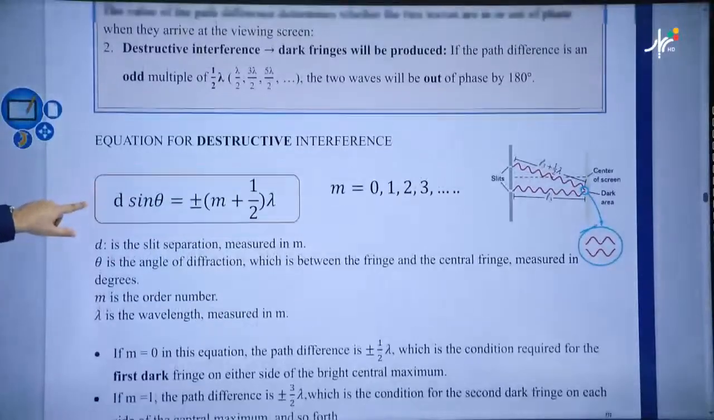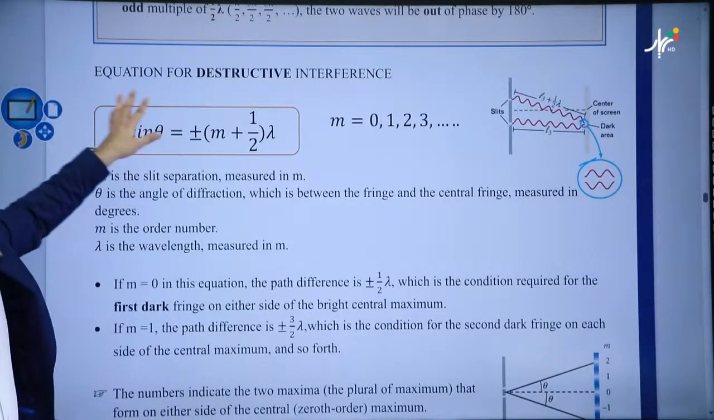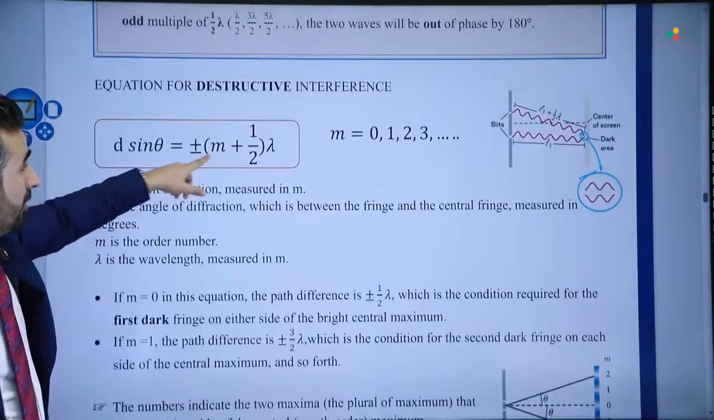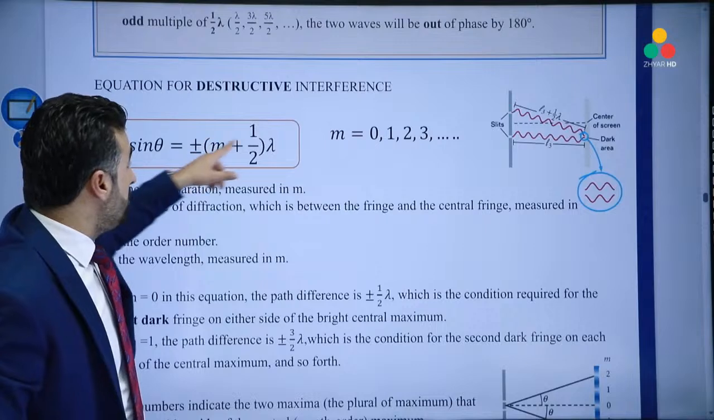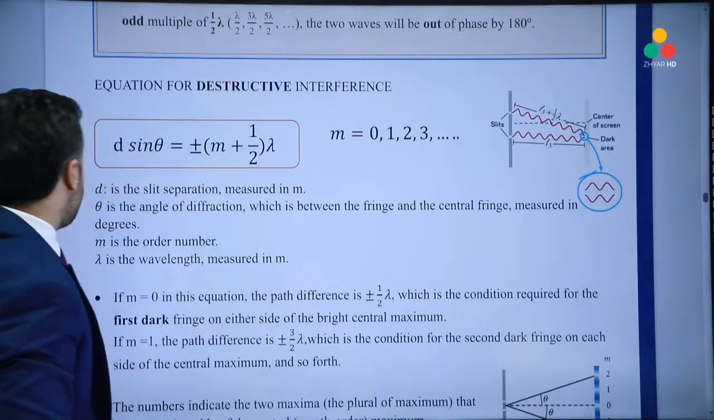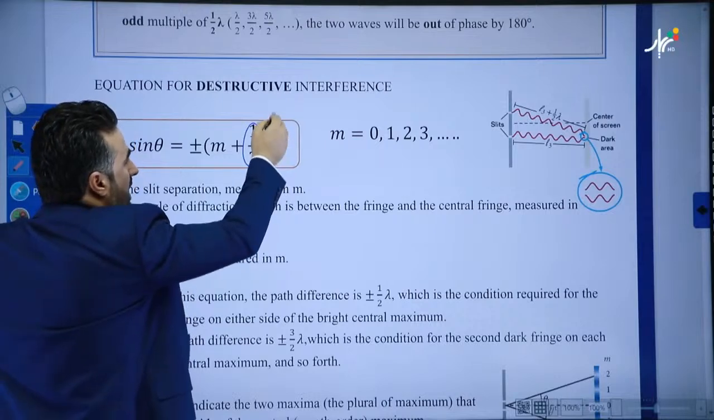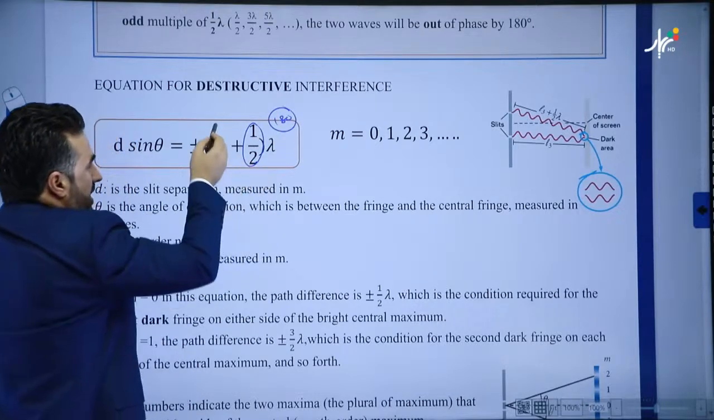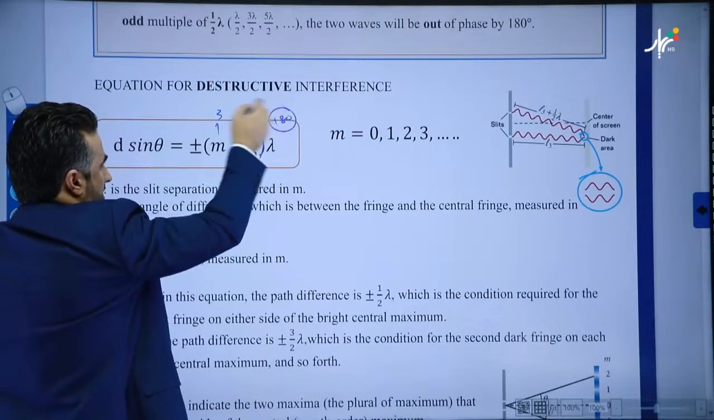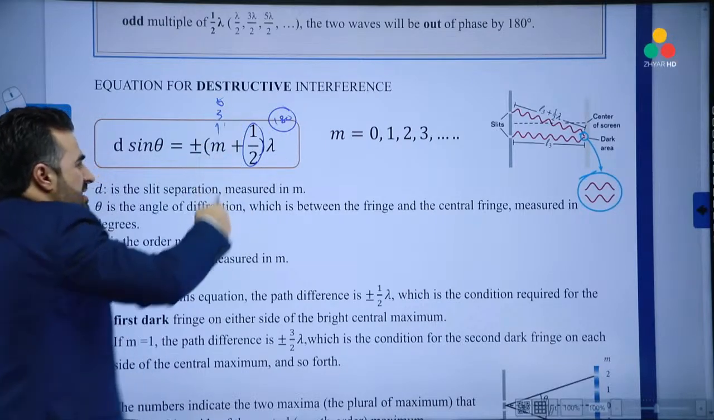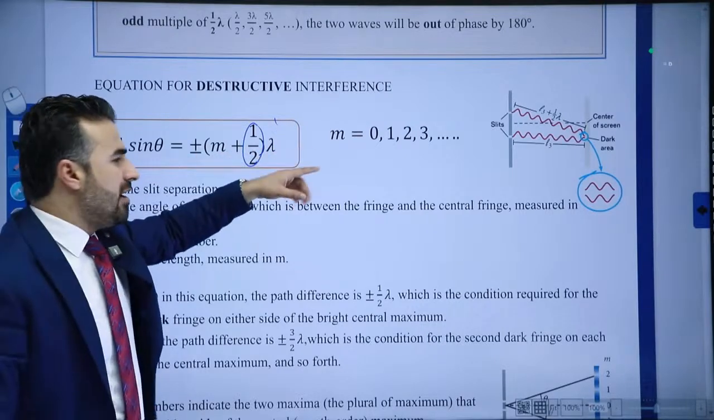So what is the equation for destructive interference? We say d sine theta, the same path difference, but what is different here is m plus 1 over 2 lambda. For constructive we just said m lambda, but to make it destructive we add half a lambda, because this half a lambda makes it 180 degrees out of phase. So you can say 1 times this, or 3 times this, or 5 times this, as long as it is an odd multiple of half a wavelength.